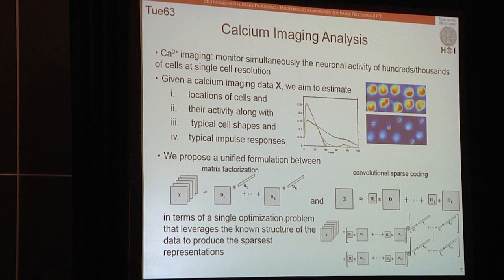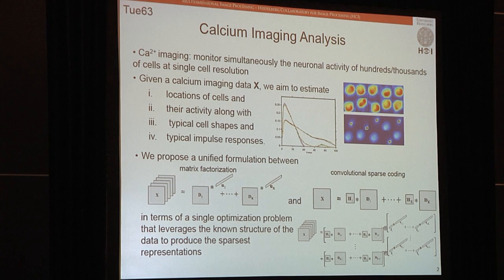The main goal of this work is that given calcium image data, we want to estimate the locations of cells and their activity when these neurons are firing, and also we want to learn the cell appearance and the typical impulse response that underlie this data. In order to achieve this, we propose a unified formulation between matrix factorization and convolutional sparse coding in a single optimization program that exploits the structure of the data, and then we can produce the sparse representation of this kind of data.